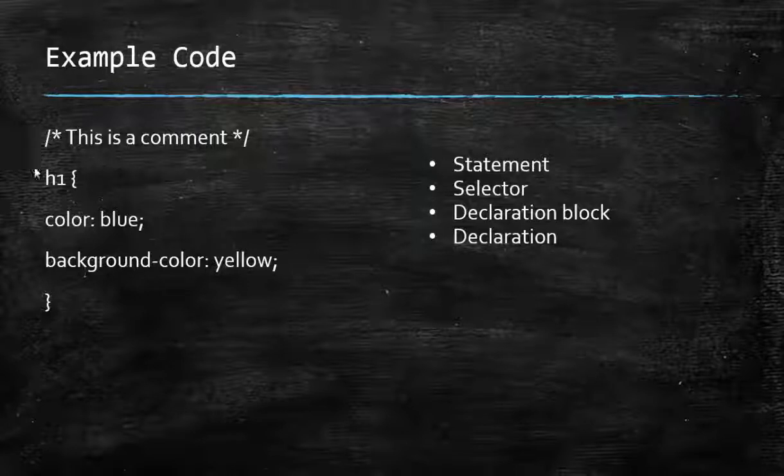The statement is everything from the H1 down to the closing curly bracket. The selector is anything to the left of the opening curly bracket. The declaration block is anything between the curly braces, and the declaration block is made up of declarations. In this example, there are two declarations. Color equals blue, background color equals yellow. So declarations refer to individual attributes of the selector, in this case H1, making all H1 headers on a page that uses this CSS blue with a yellow background.